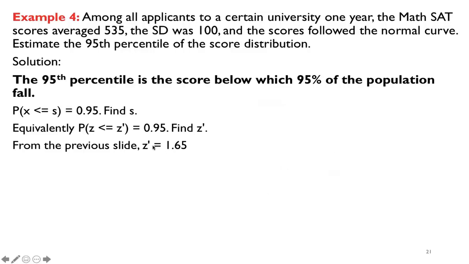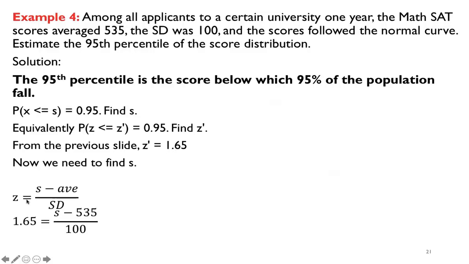So now I have this reverse problem. I want to know what score I need so that I score better than 95%. I convert that into a z problem. I'm looking for a z prime, so that z prime gives me 0.95. So from the table that I just showed you, that z prime was 1.65. So now I have this formula that I had earlier, and I can now backtrack.